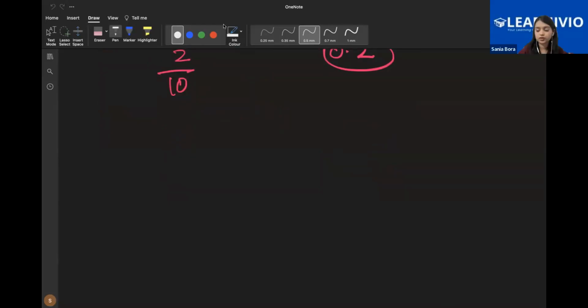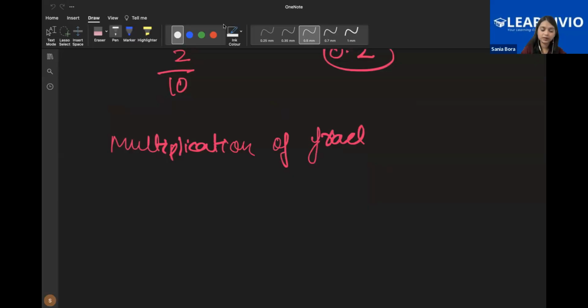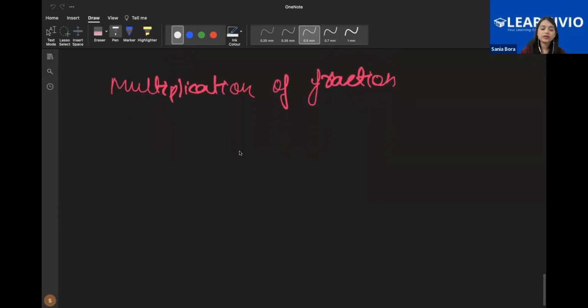So what we are going to study? We are going to study multiplication of fraction. And then in the second half, once we complete this, we will do the other part. Clear? Now, whenever we multiply any fractions, first we will do different types. First we will multiply it with the whole number.